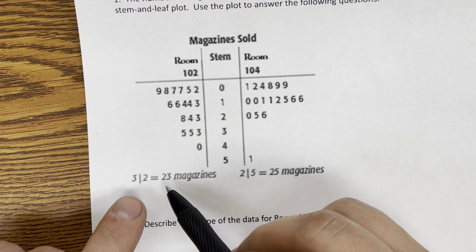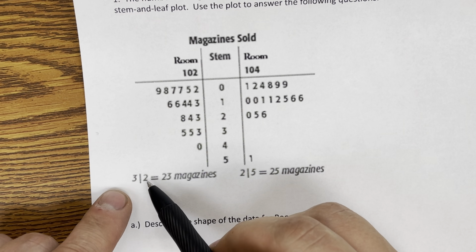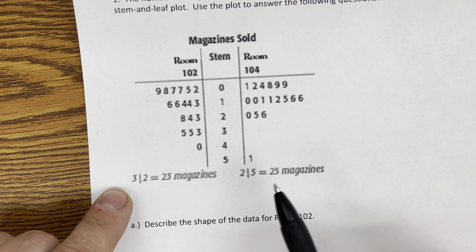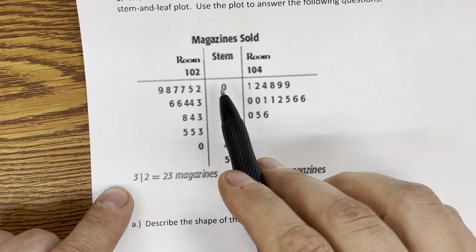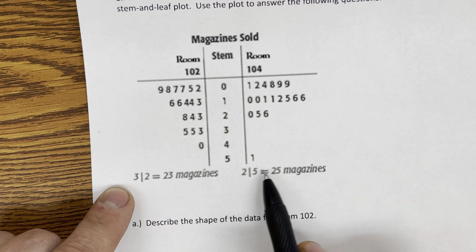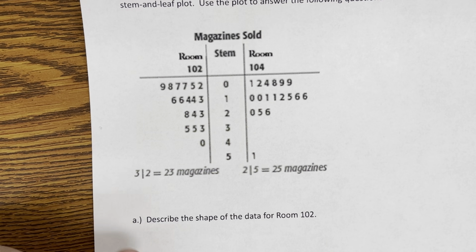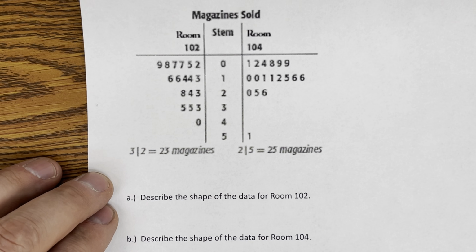So in the diagram for the 23 on the left side, the 2 is on the right, and I have to go right to left to get 23, going to the left for room 102. As for room 104, it's a little bit more normalized with our stem and leaf, the 2, 5 would be 25. So in this, we are going to describe the shape of the data for room 102.